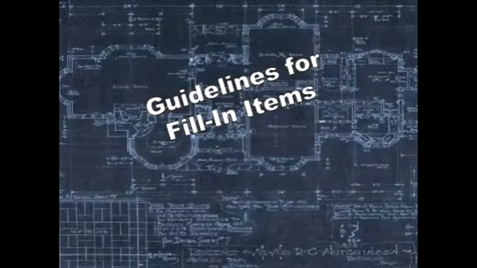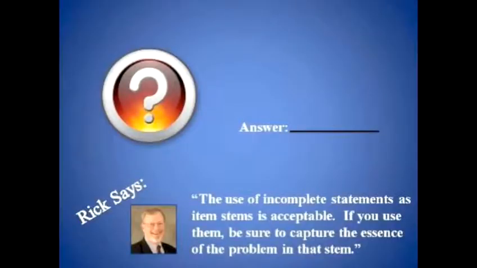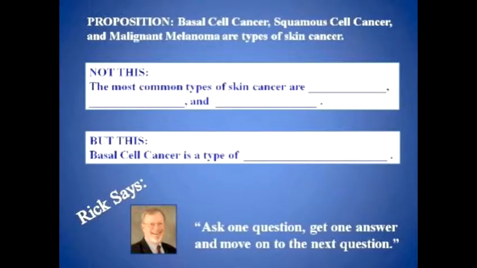Guidelines for fill-in items. Stiggins gives us 3 simple guidelines to follow when creating fill-in items. Ask respondents a question and provide a space for an answer. The use of incomplete statements as item stems is acceptable. If you use them, be sure to capture the essence of the problem in that stem. Try to stick with 1 blank per item. Ask 1 question, get 1 answer, and move on to the next question.